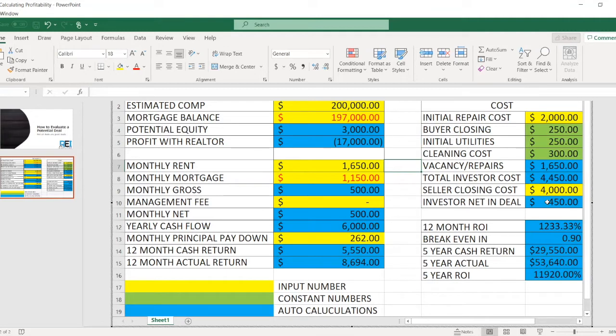That's powerful. That's not $450,000. That's not $200,000. That's $450 to own and control a property that's worth $200,000. That is the beauty of subject to investing.